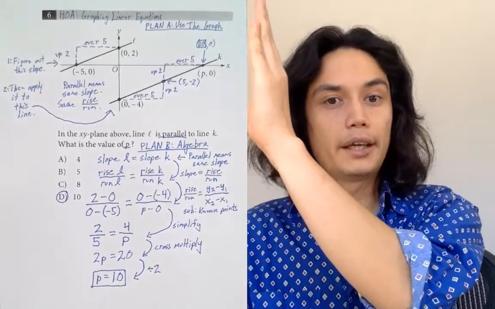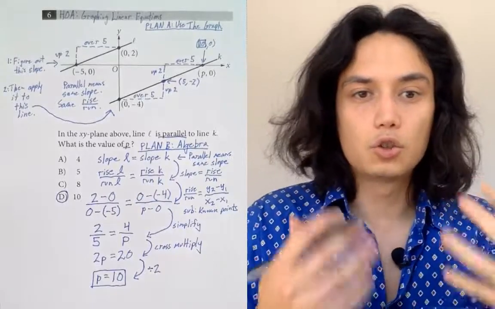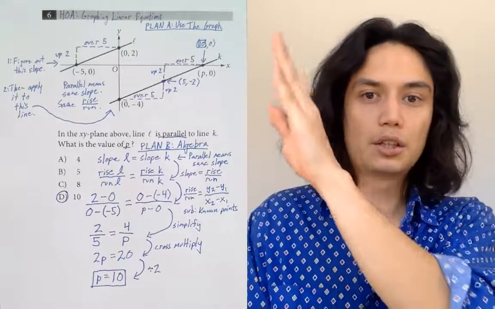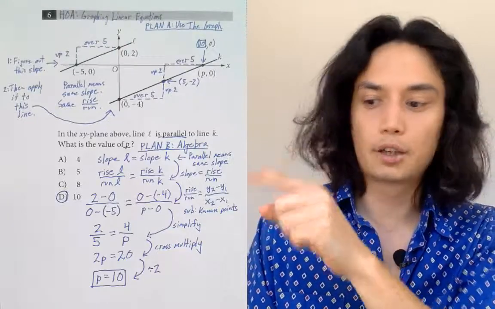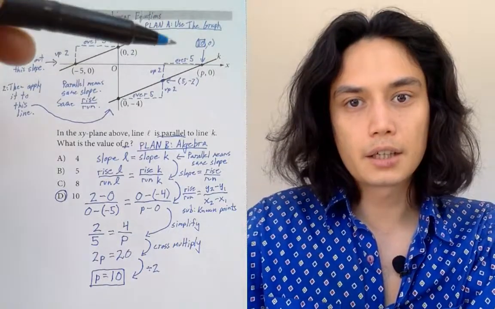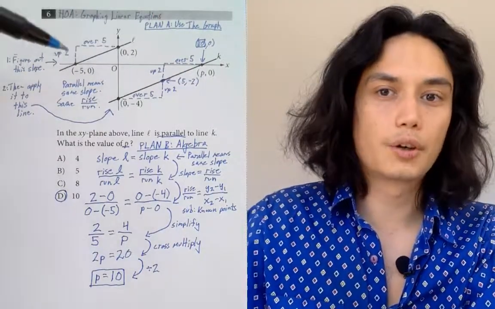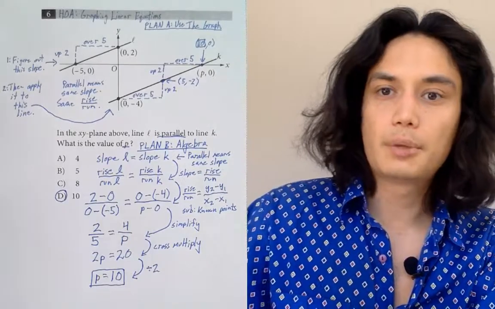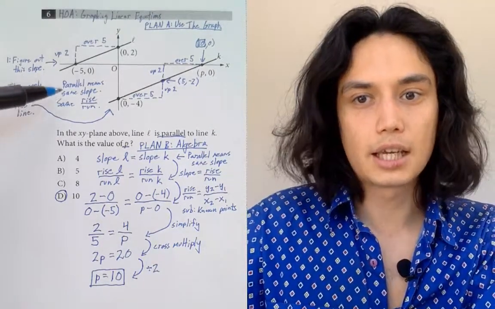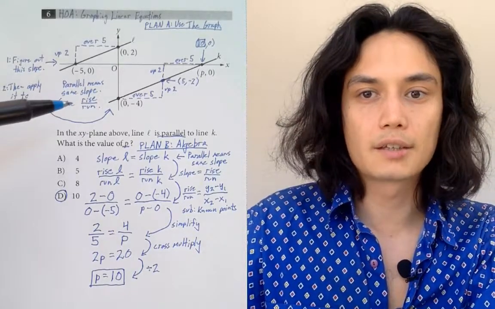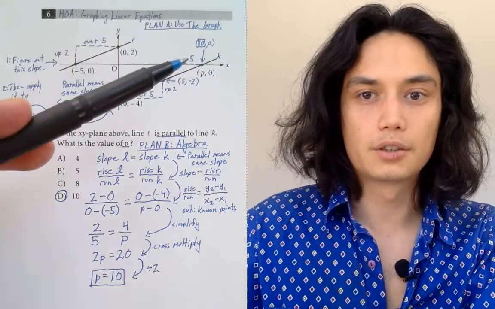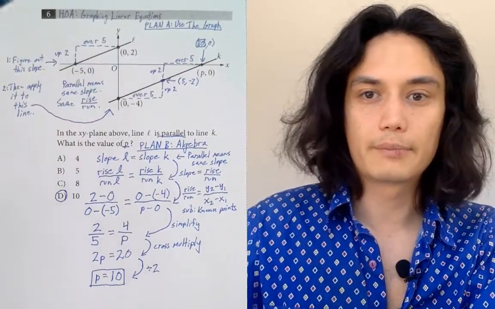All right, on to plan A. Plan A is to use the graph. They're giving us information on this graph: lines L and K are parallel. And they're asking, what's P? We're going to use the graph to find out, by taking advantage of the fact that parallel means same slope. It means the same rise over run. When two lines are parallel, their slopes are the same. Look at these two lines go. See this slope? This slope is the same as that slope.